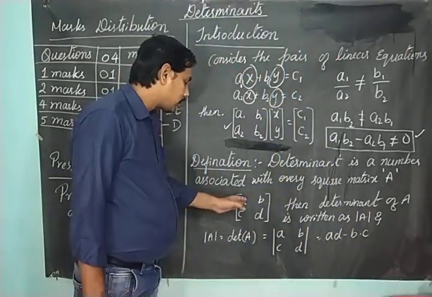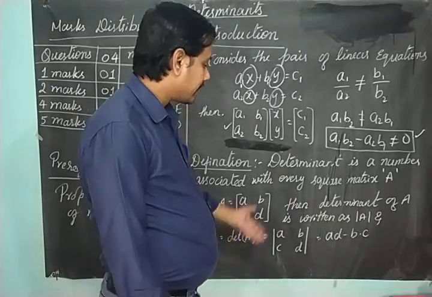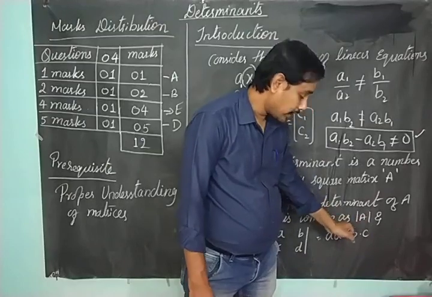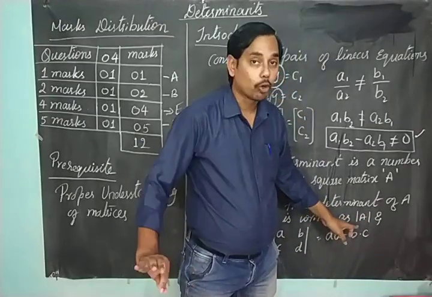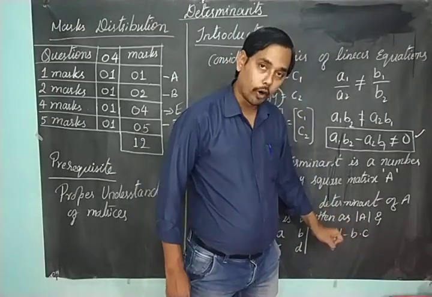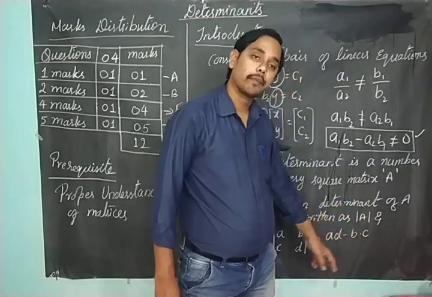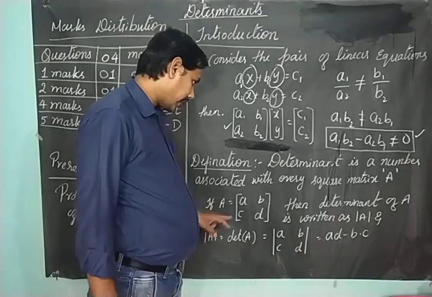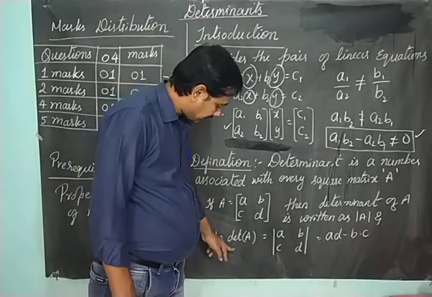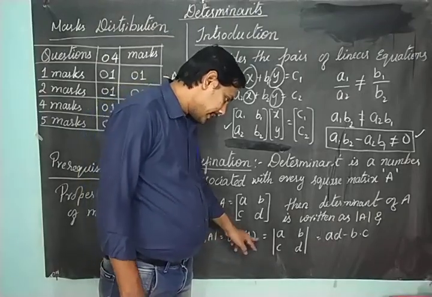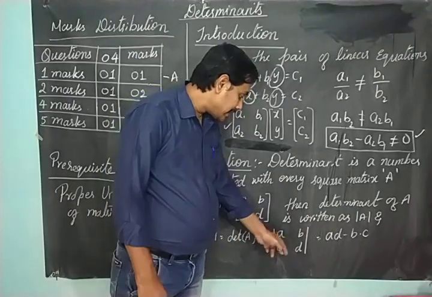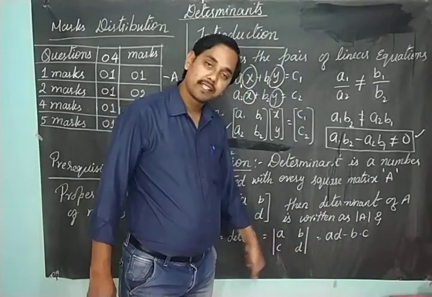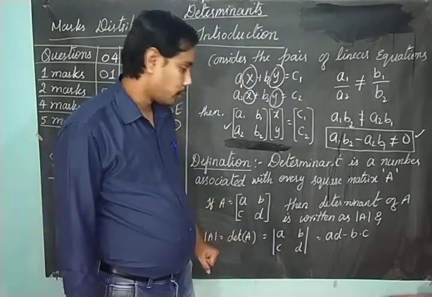If A is the matrix with entries a, b, c, d, then the determinant of A is written with this symbol, and don't confuse this symbol. This is not mod. This is called the determinant, and it is written as det of A, equal to a, b, c, d inside this symbol. It resembles the symbol of modulus, but it is not the modulus.